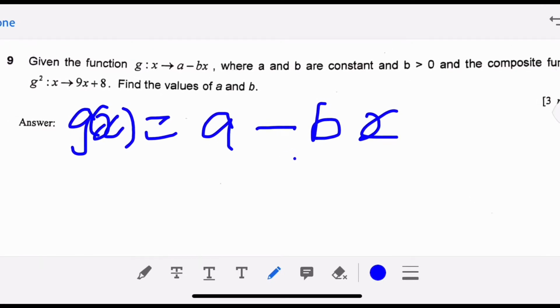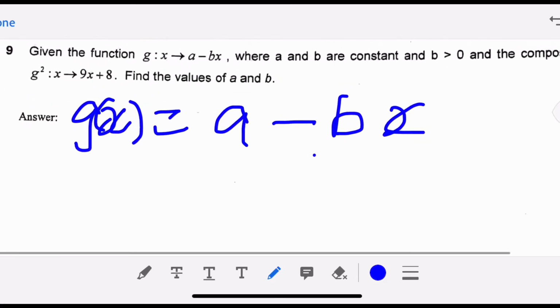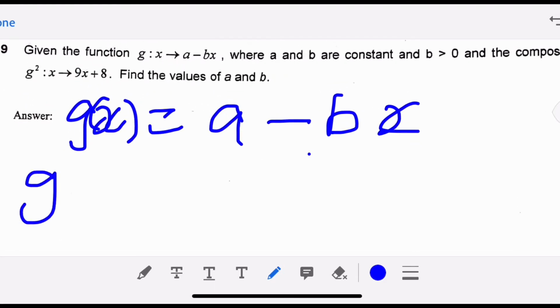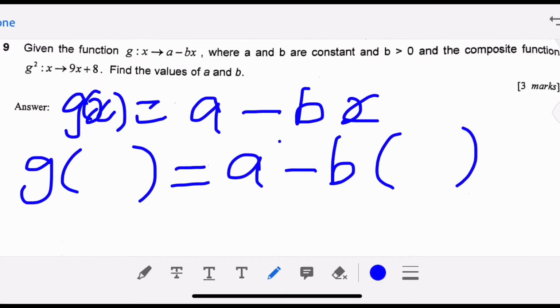Given the function g(x) = a - bx, where a and b are constants and b must be positive. More than 0 means positive. Alright, so we start with the function g.